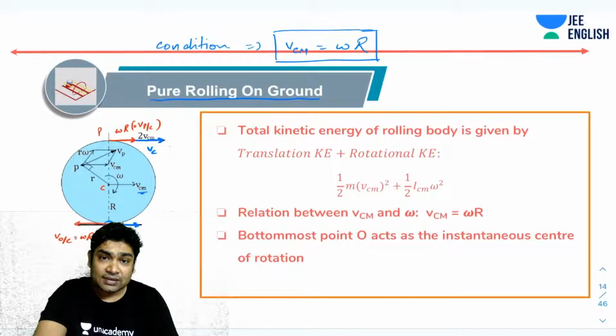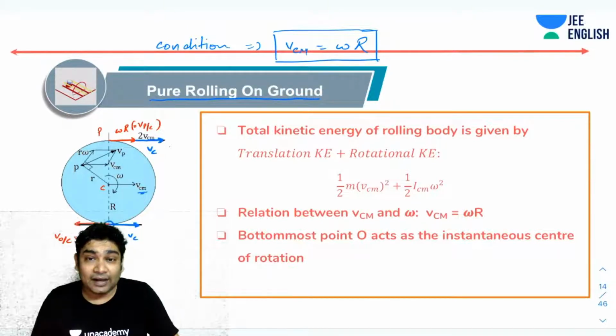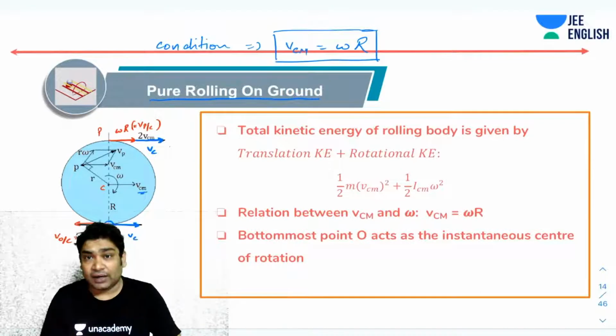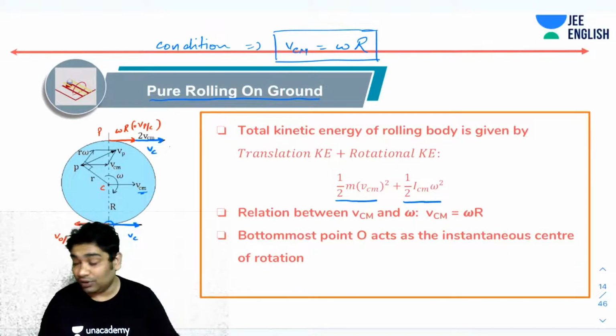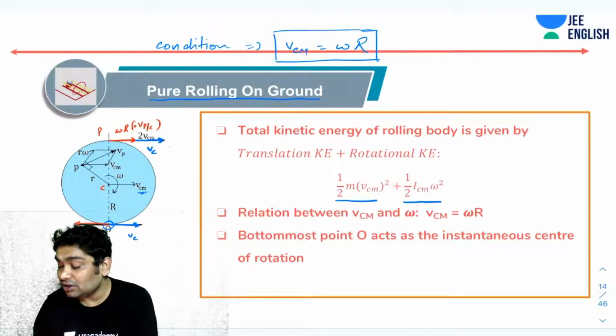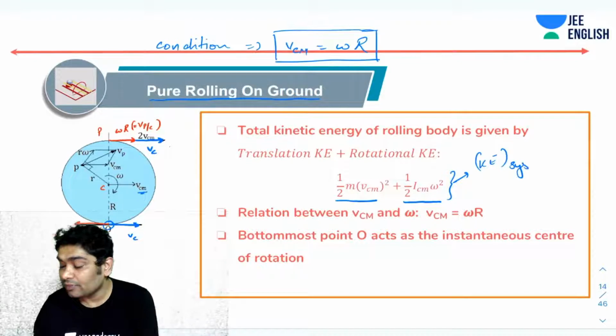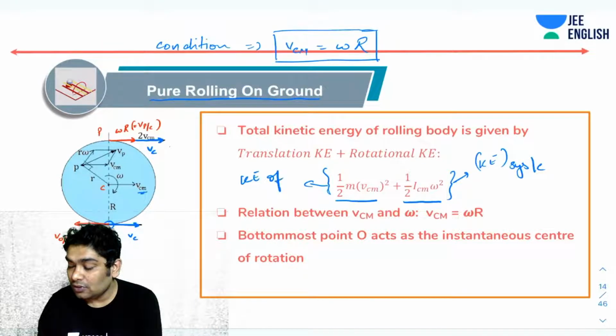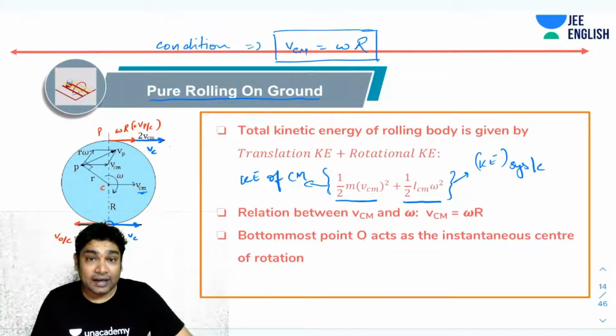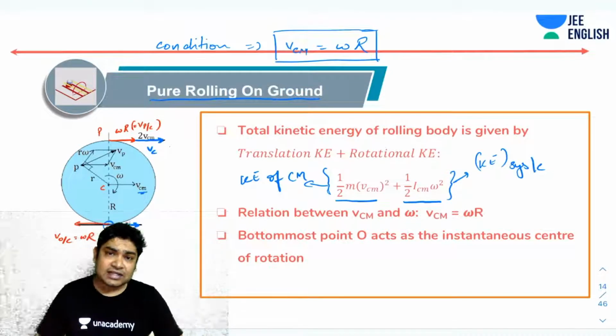Now we also realize that when I want to write the kinetic energy of any system of particles, you write that as half m VCM squared plus half I omega squared. I hope you remember this. This term was the kinetic energy of the system with respect to the CM, and this was the kinetic energy of the CM. This is how you could write the total kinetic energy of any system of particles.